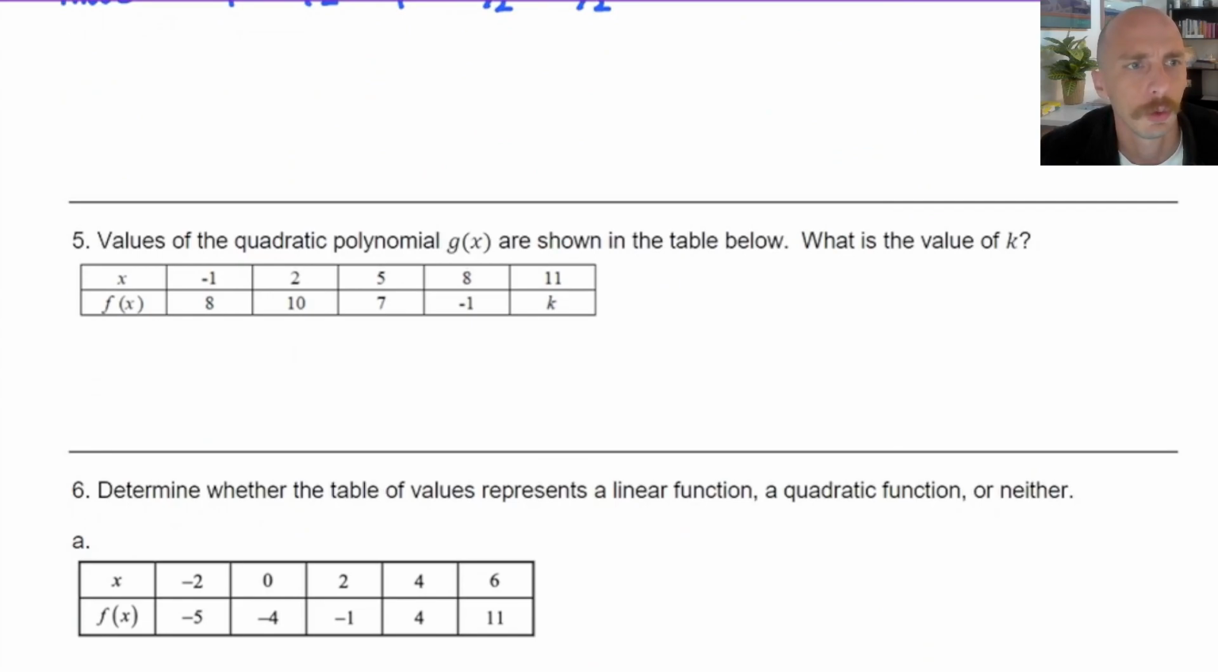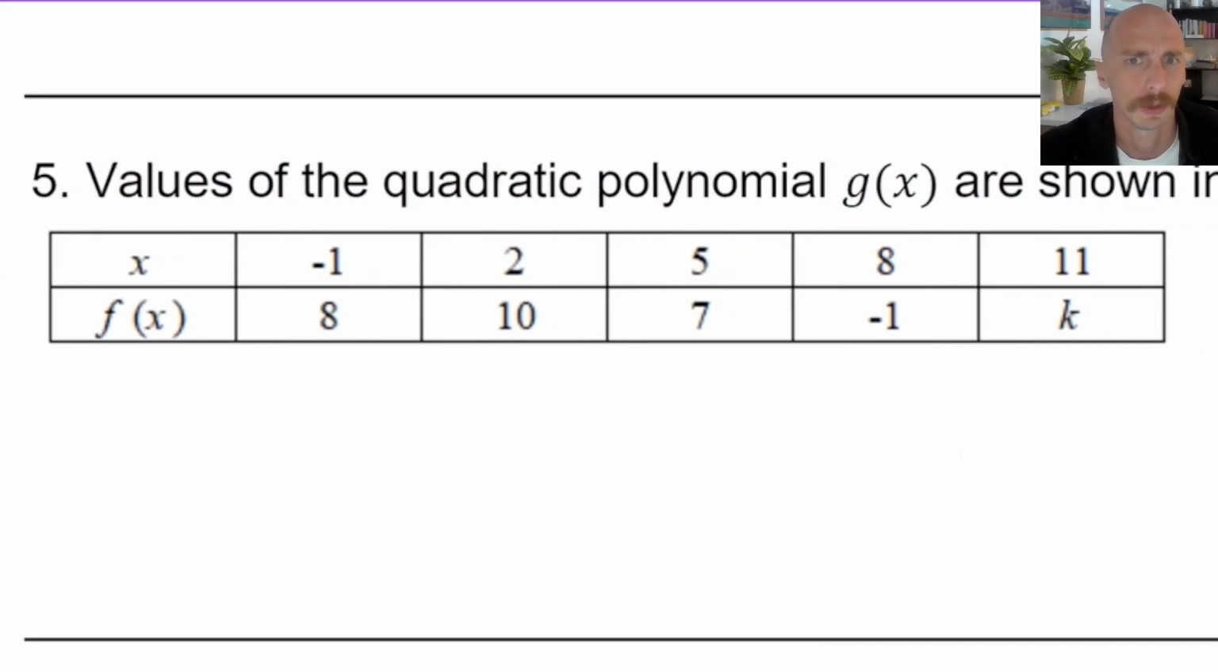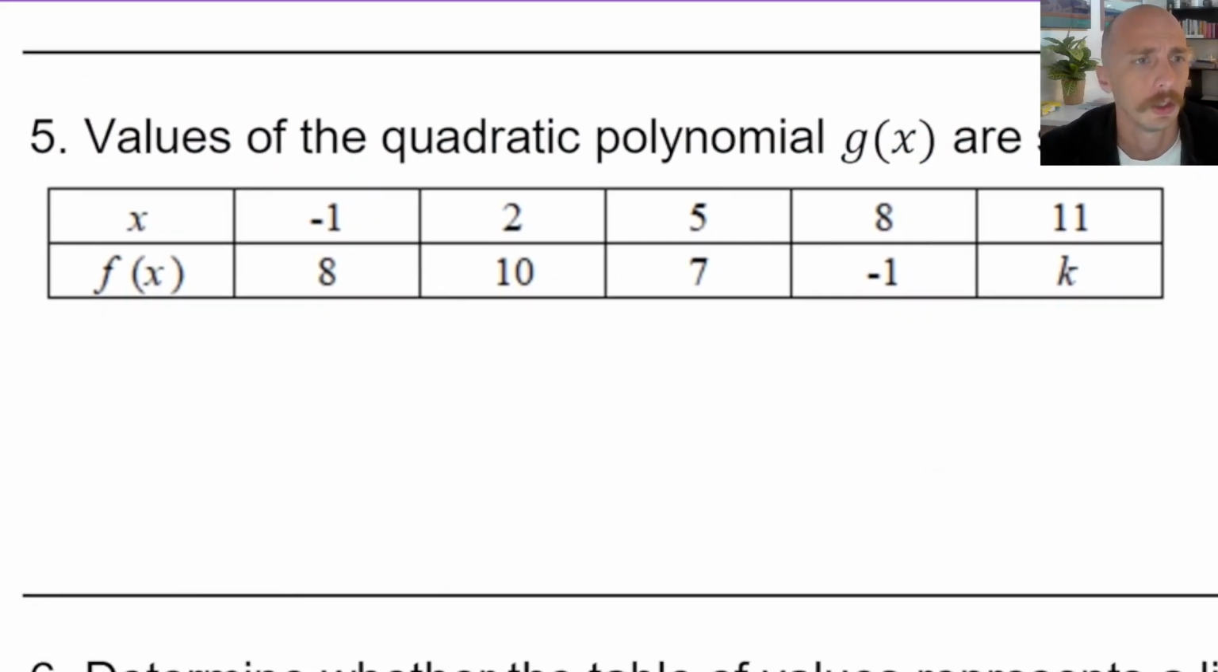All right, values of the quadratic polynomial g of x are shown in the table below. What's the value of k? I think that was probably an error. It was supposed to be quadratic, but it didn't work. All right, so it's the value of k.